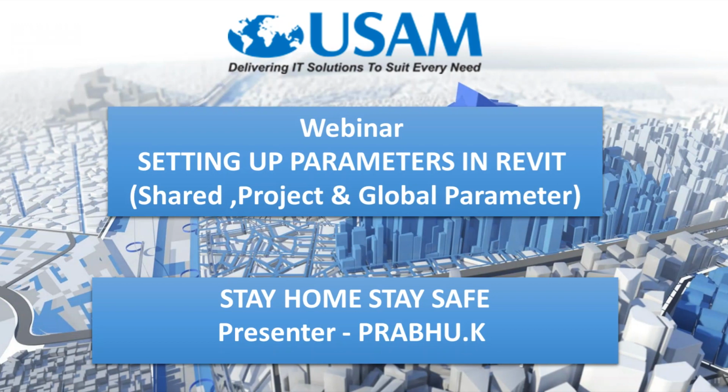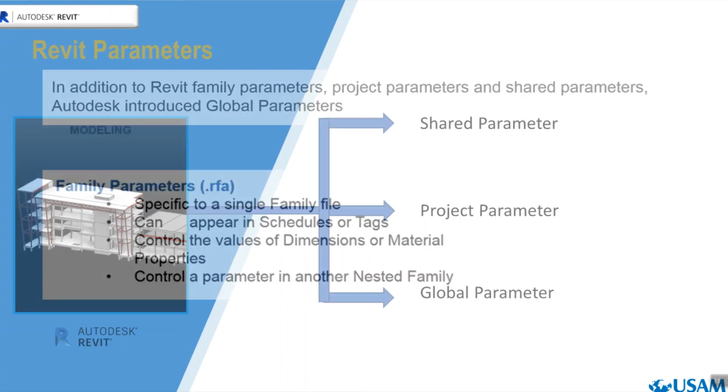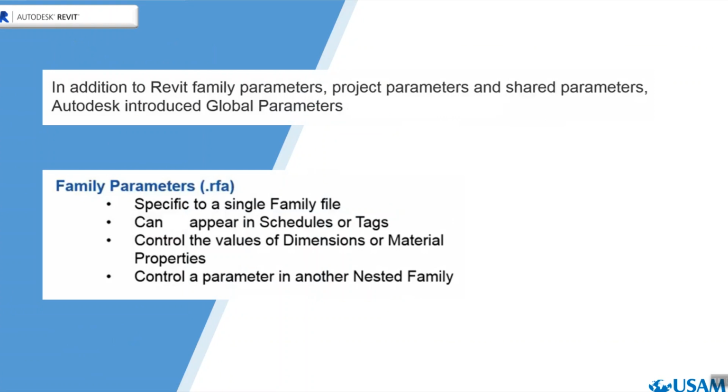Now we are seeing shared, project and global. What are all these things, and how are they supporting? Let's go into the topic. Generally, each component has its own instance and type parameters. In Revit we have family parameters, which are the instance and type parameters, then project parameters, shared parameters and global parameters.